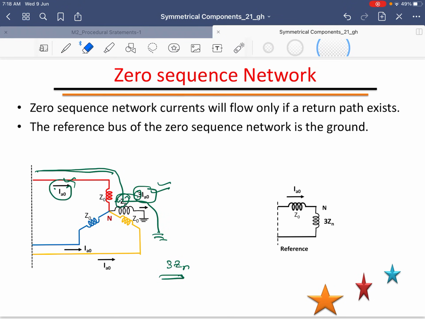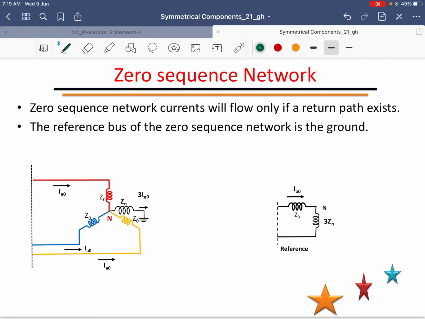That can be written in the equivalent circuit diagram here. You can see here Ia naught, Z naught, Ia naught, Z naught, and here the current is 3 times Ia naught. That is readjusted by making it 3 times Zn, with only Ia naught remaining. Therefore, what I am writing here is 3 times Zn, and the current here is also Ia naught. This is how you have to draw the zero sequence network for a system grounded through an external impedance Zn.